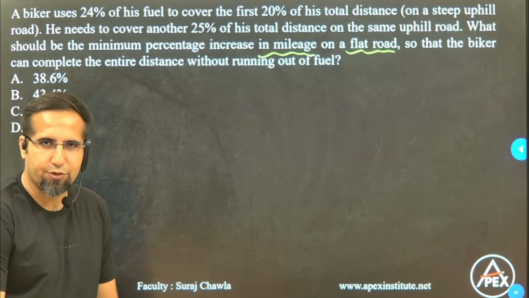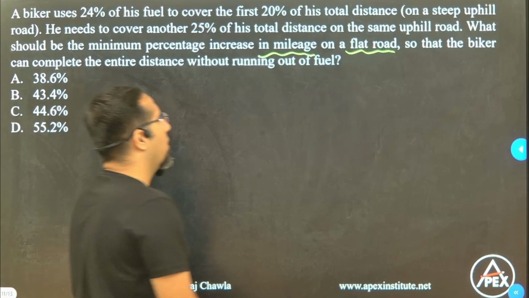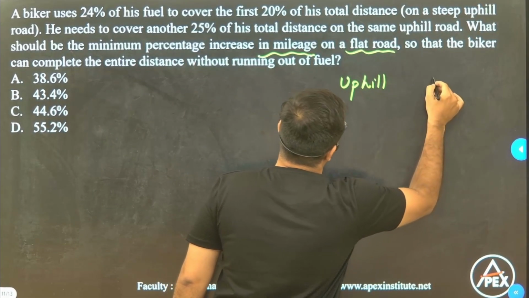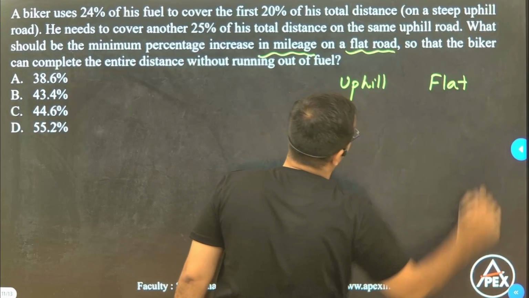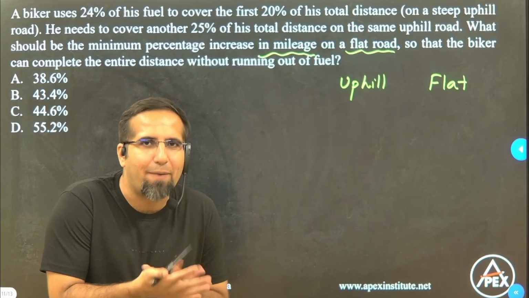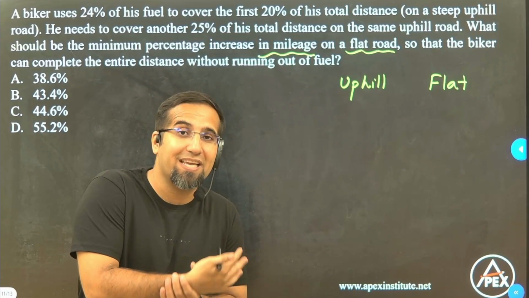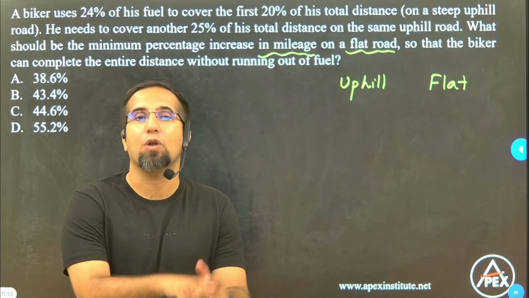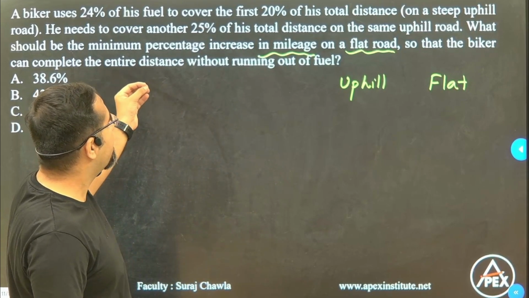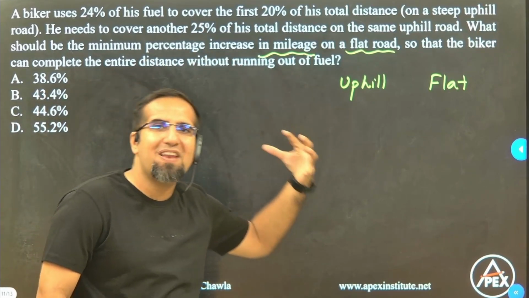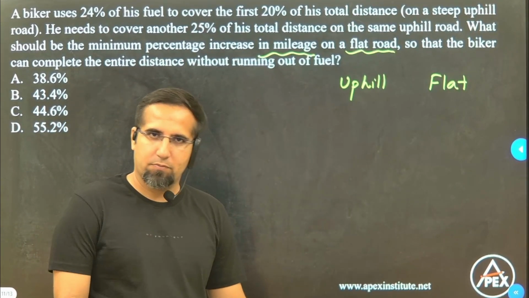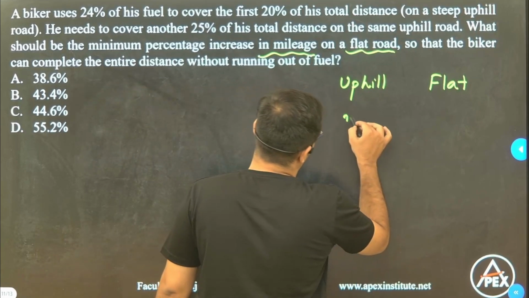Very interesting question. So two concepts are given to us: one is uphill and one is flat road. Okay? So the question is asking by what percentage the mileage of the flat road should be more than the uphill road. By what percentage should the mileage increase on flat road? Flat road as compared to what? As compared to uphill. Okay? So our job is to calculate the mileage here.